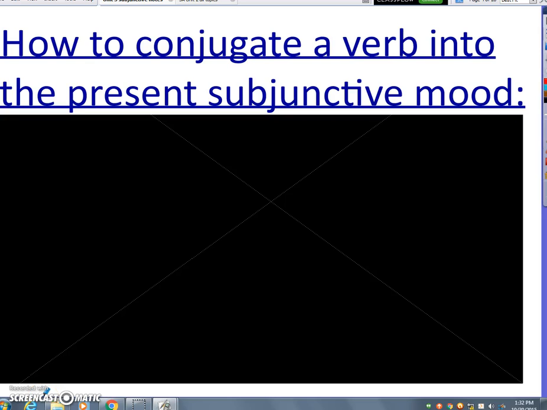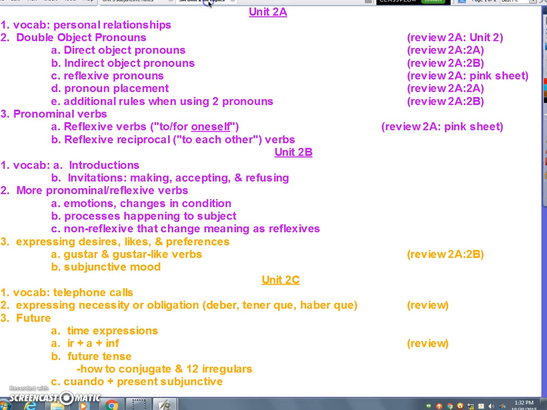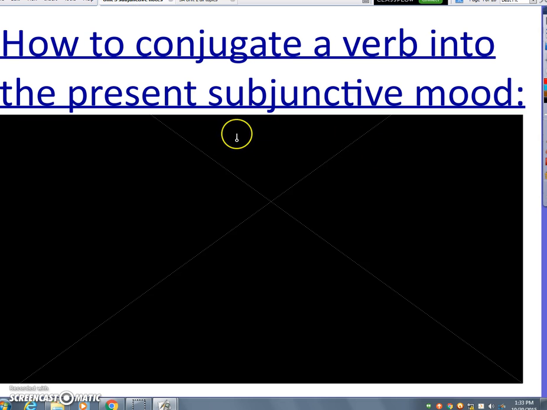Alright class, we're going to learn how to conjugate a verb into the present subjunctive mood. Why are we doing this, you may ask? Well, because it will satisfy two of our requirements in our Unit 2A topics: using the subjunctive mood to express desires, likes, and preferences, and to discuss the future using quando plus the present subjunctive. So for both of these, we need to know how to do this. So let's find out how.